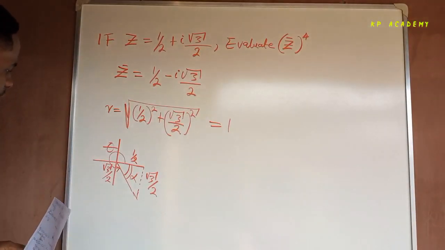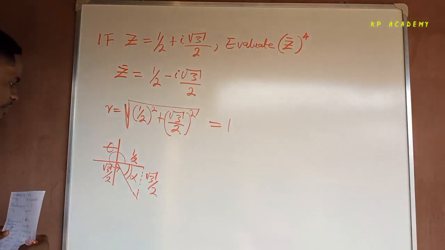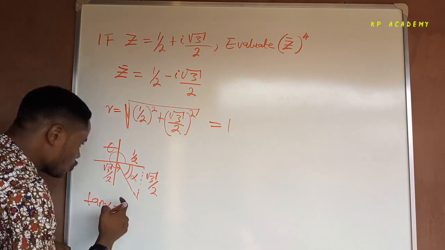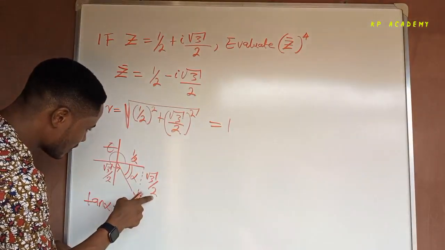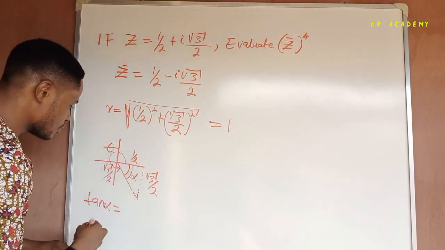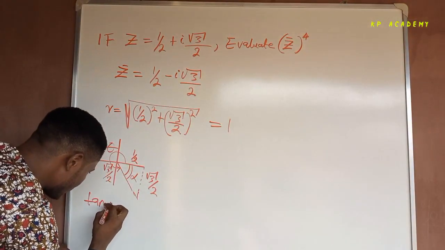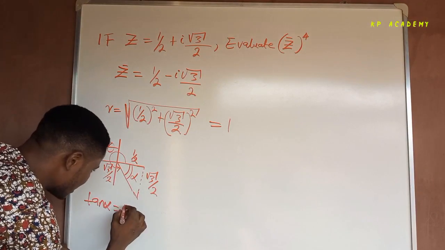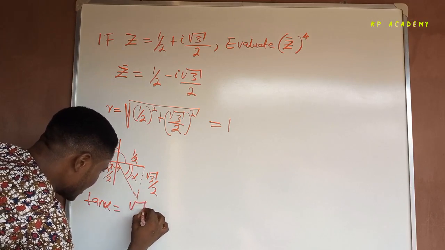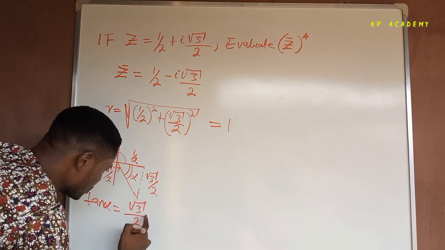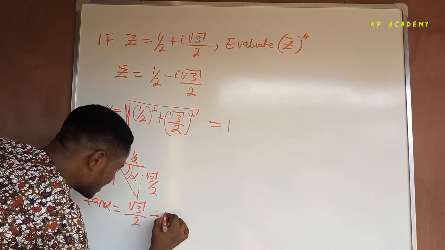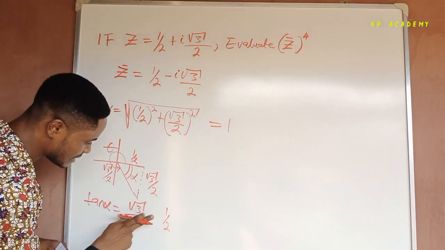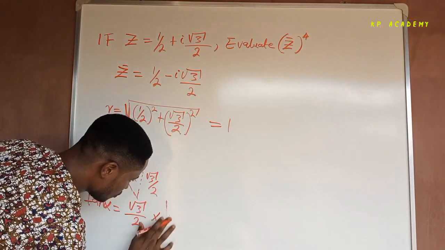So if you apply the angle formula, tan alpha is equal to opposite over adjacent, of which root 3 over 2 is the opposite and 1 over 2 is the adjacent. So tan alpha here is nothing but opposite over adjacent, which is root 3 over 2, the opposite, divided by the adjacent, which is 1 over 2. And of course, this can also be written as times 2 over 1.